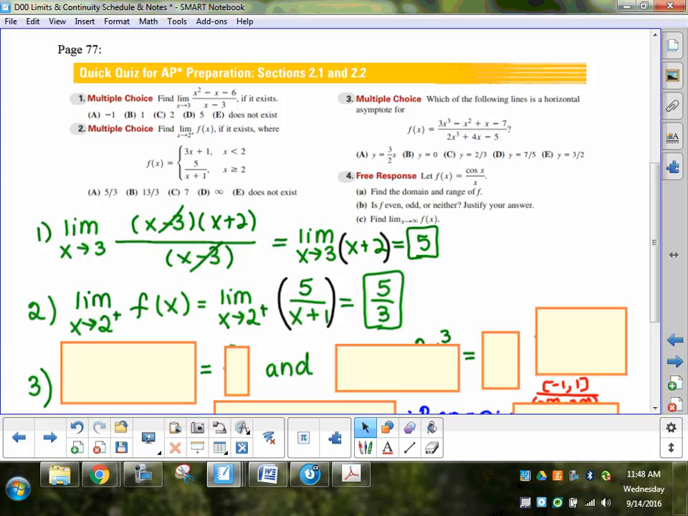Limit as x goes to infinity, negative infinity. So how many limits to infinity do I need to take? Two. And you're right, we do need to look at the end behavior model, look at the degree of the numerator, degree of the denominator, the relative growth rate, all of that.